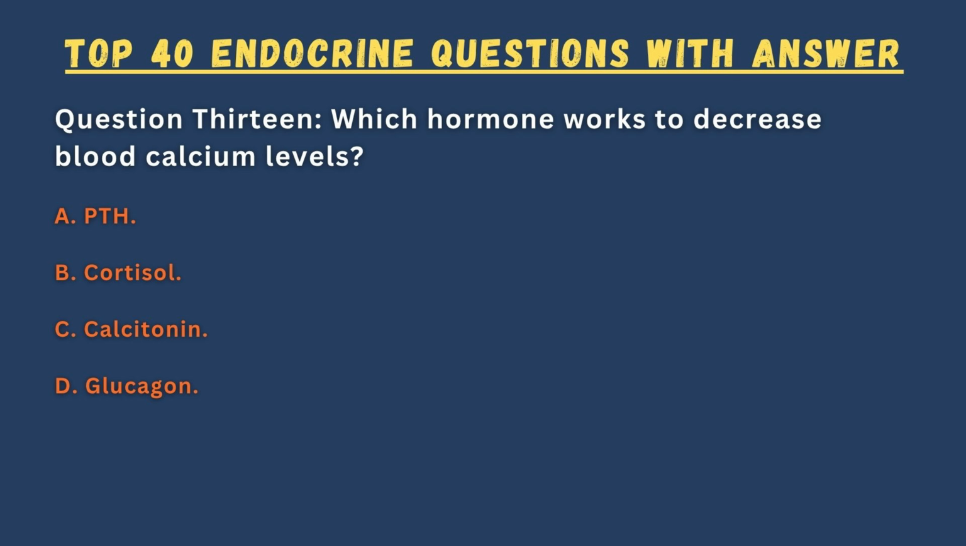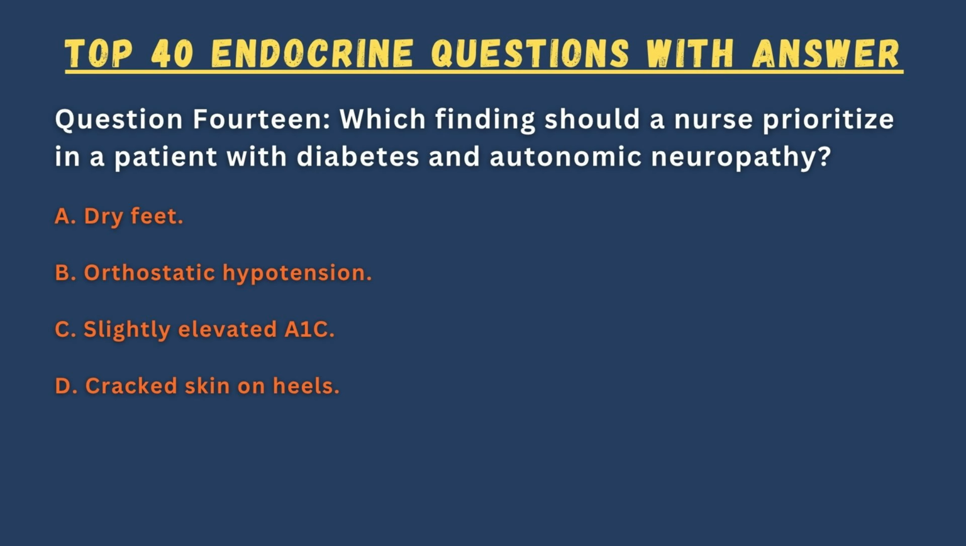Question 13. Which hormone works to decrease blood calcium levels? A. PTH. B. Cortisol. C. Calcitonin. D. Glucagon. Answer. C. Calcitonin.